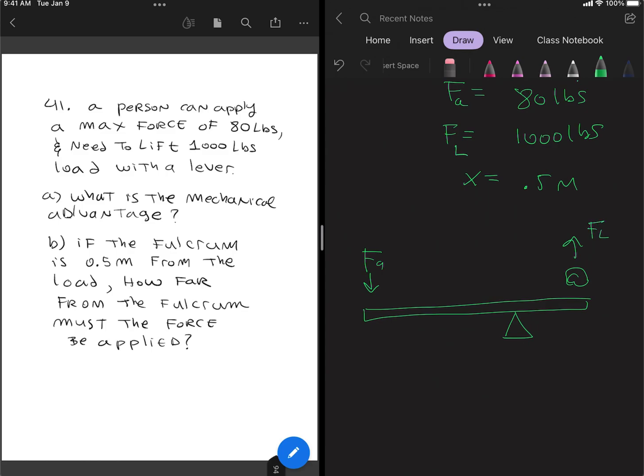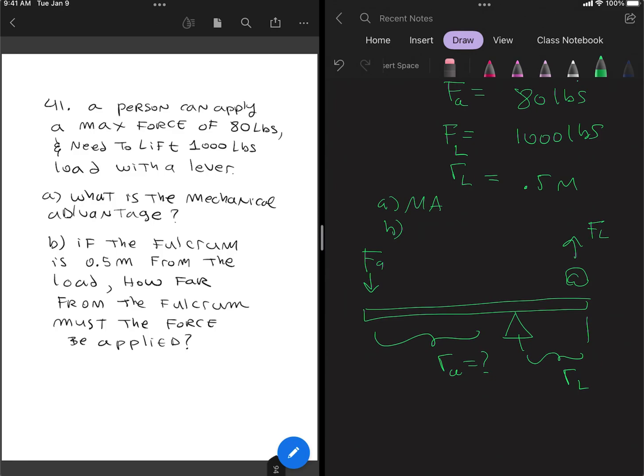And next, for part A, we want to find out what is the mechanical advantage. And for part B, it says the fulcrum is 0.5 meters from the load. So this distance here from the load to the fulcrum is 0.5, so our load distance is 0.5. So this X here is actually our load distance. And we want to find where the force is applied, so we're trying to find RA.